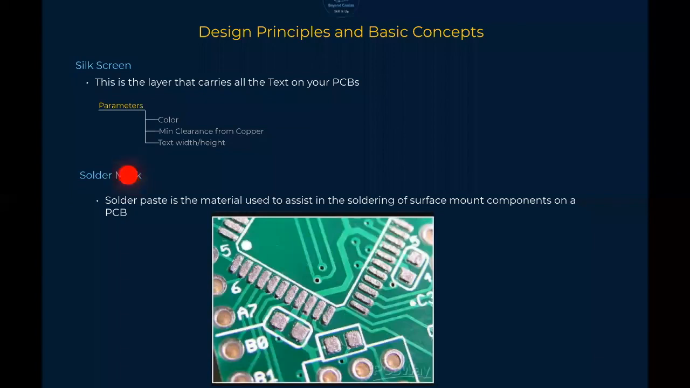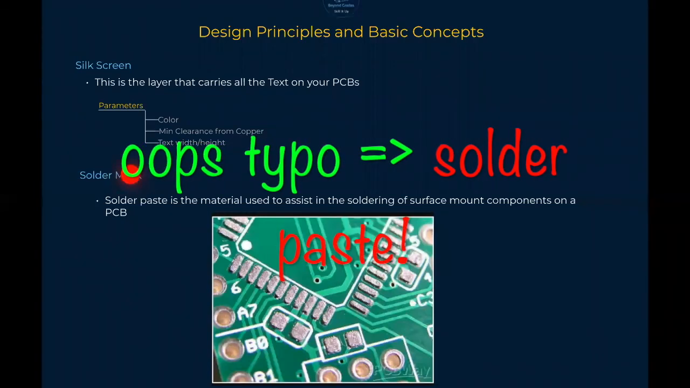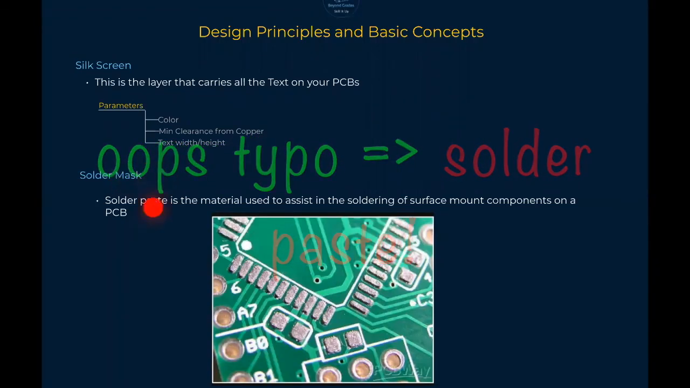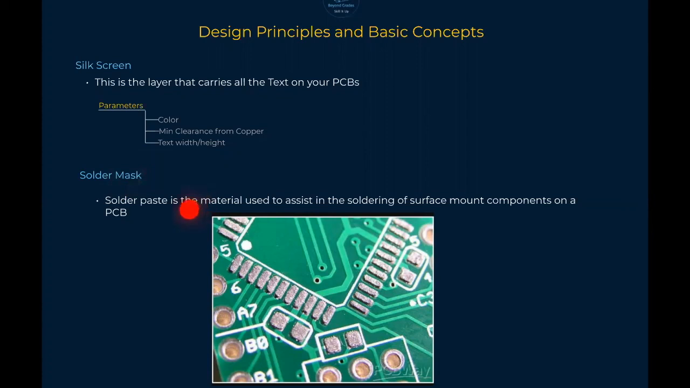This is a typo here. This is supposed to be solder paste, not solder mask. We've talked about solder mask. Solder paste is the material that's applied on the pads to assist in soldering, especially for surface mount components. The fab houses will apply it, and you can see it here. These are not just pads. They have applied some solder paste.